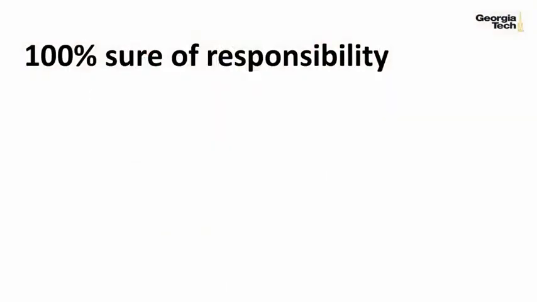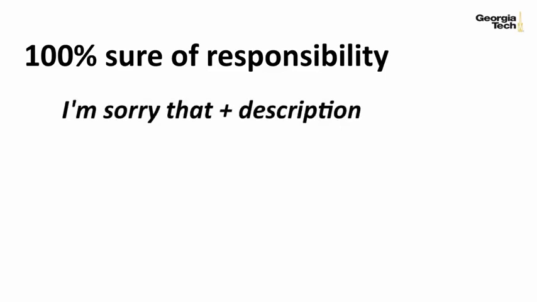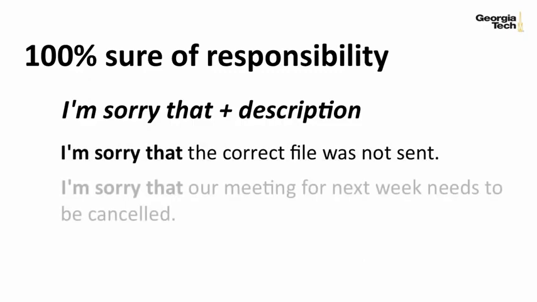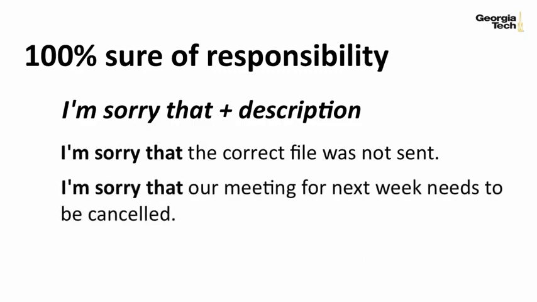We use this type of sentence for writing an apology when we are 100% sure of our responsibility for a situation. Again, you will write I'm sorry followed by the word that plus a description of the mistake. Let's take a look at the following examples. I'm sorry that the correct file was not sent. I'm sorry that our meeting next week needs to be canceled.